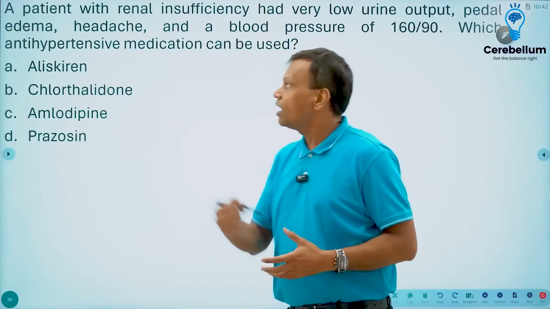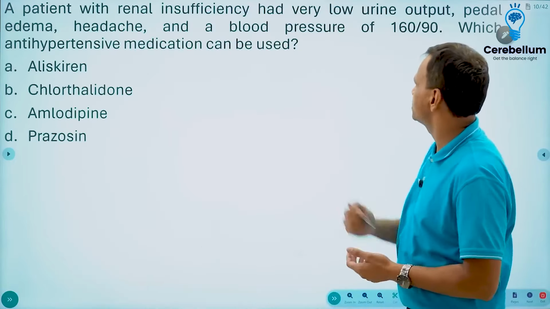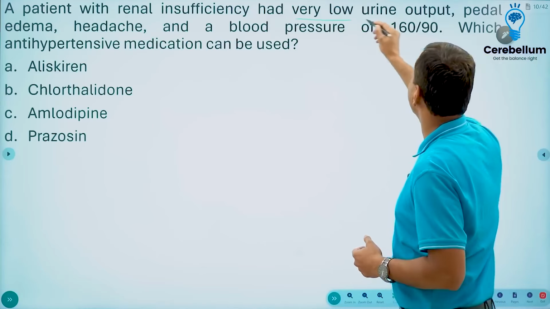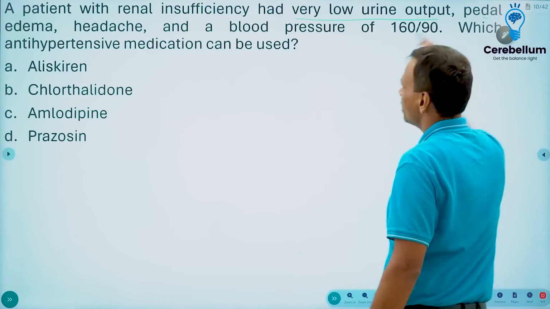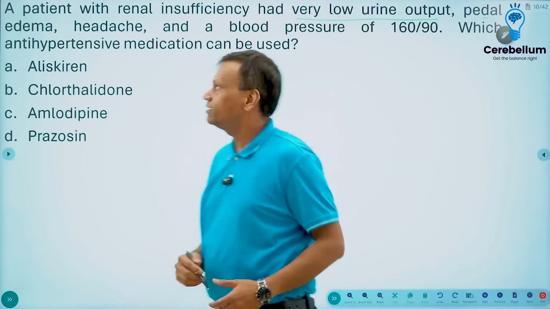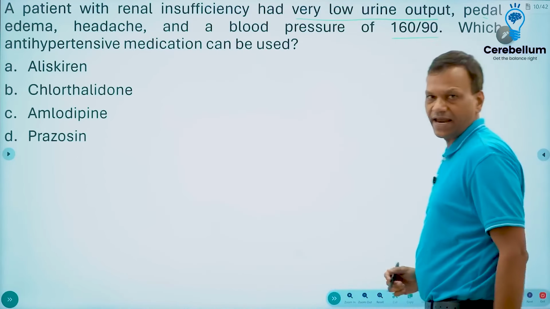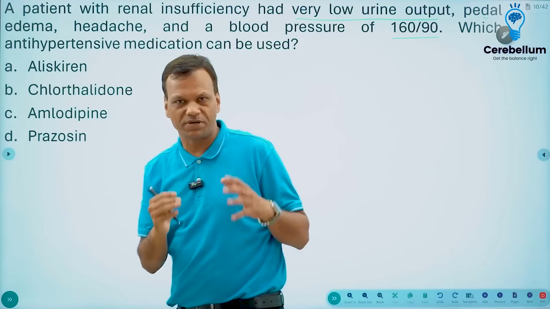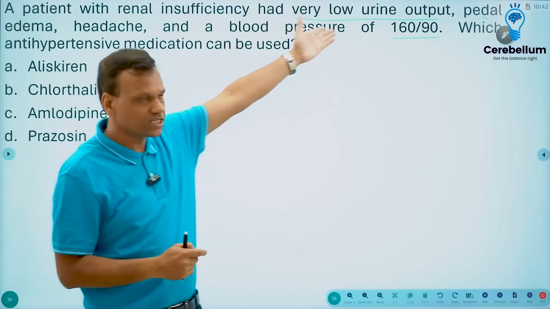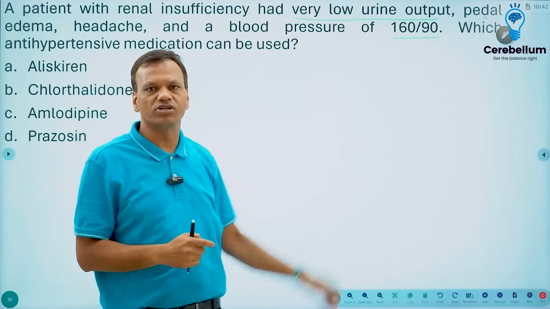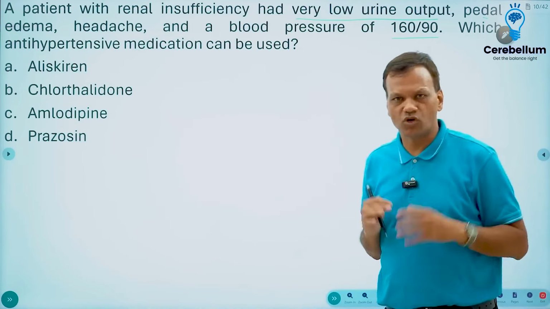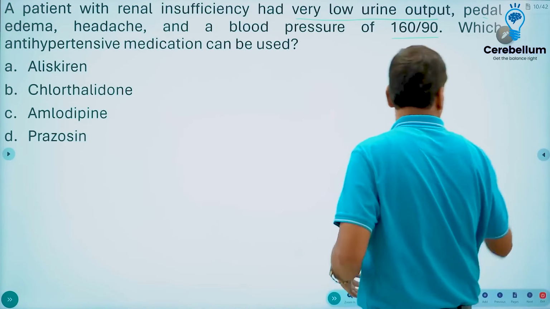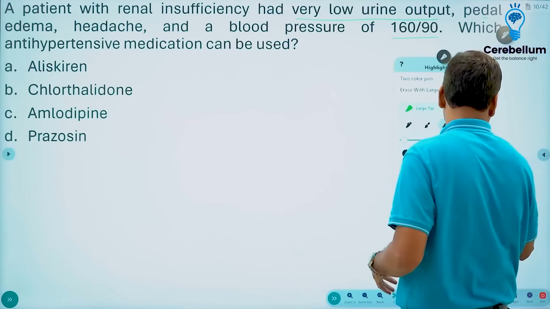This is another question. A patient with renal insufficiency had a very low urine output. Read carefully. Very low urine output, pedal edema, headache, and a blood pressure of 160/90. So that means it is a hypertensive patient with renal failure, which is severe because urine output, they are saying, is very low with pedal edema. So the antihypertensive of choice they are asking. First I will explain the things, then we will go for some references.